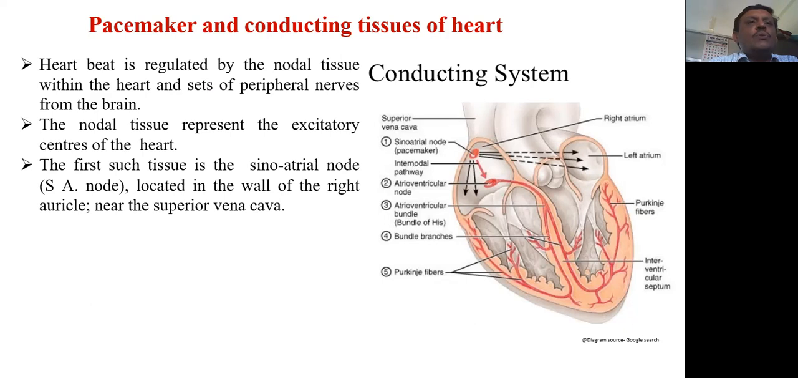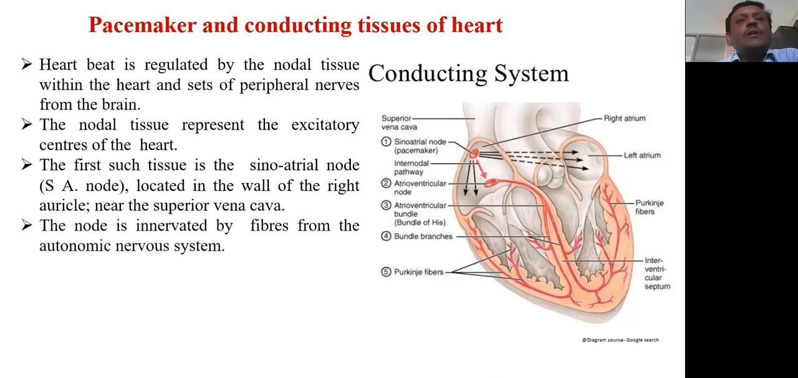The first such nodal tissue which is present in the heart, that is SA node, which is also referred as sinoatrial node. SA node or sinoatrial node, which is located in the wall of right auricle near the opening of superior vena cava, that means precaval vein. So near the opening of precaval vein, this SA node, sinoatrial node, is present. The node is innervated by fibers which are coming from autonomous nervous system. The autonomous nervous system innervates this SA node in the heart.